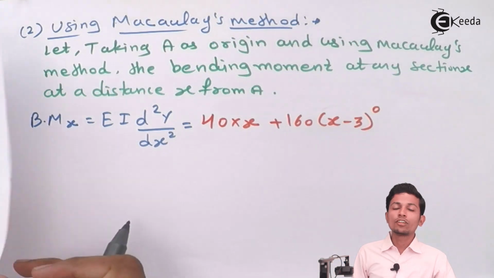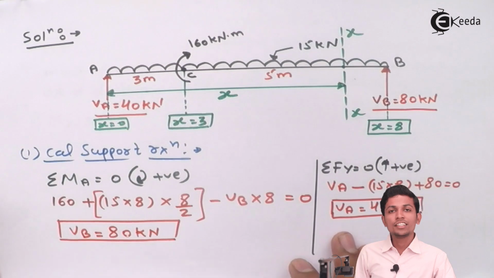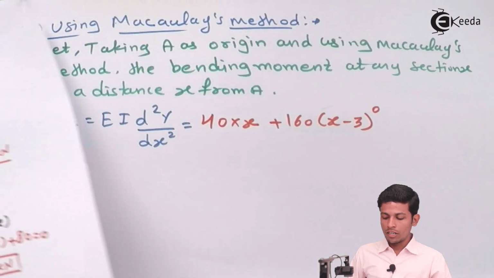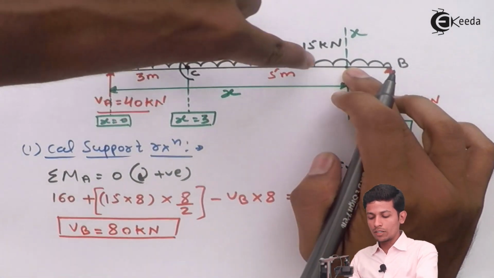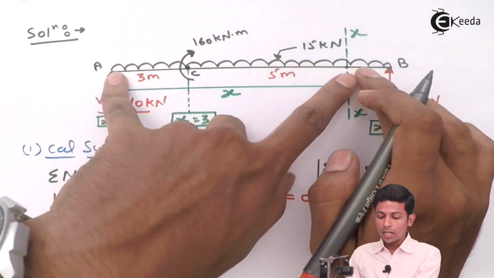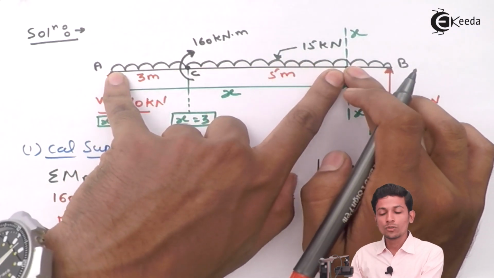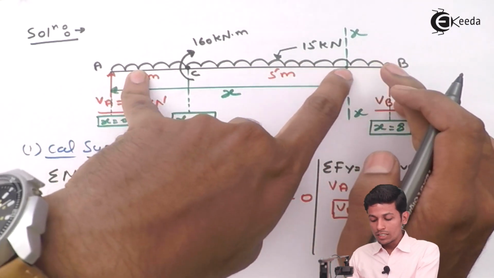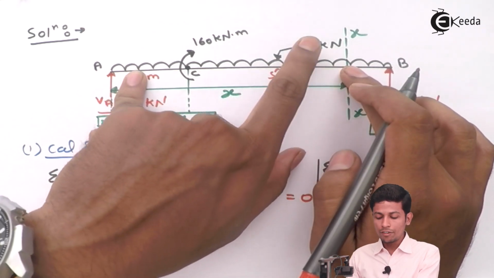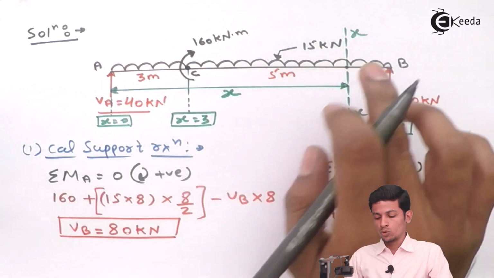That's what Macaulay says for us: at the time of a couple, we have to take the distance also and raise it to 0. Okay, please listen to this carefully. After that, what is remaining over here? So the remaining part is only this, from a to this distance x, we have a UDL also. So how do you take the UDL? 15 into x by 2.